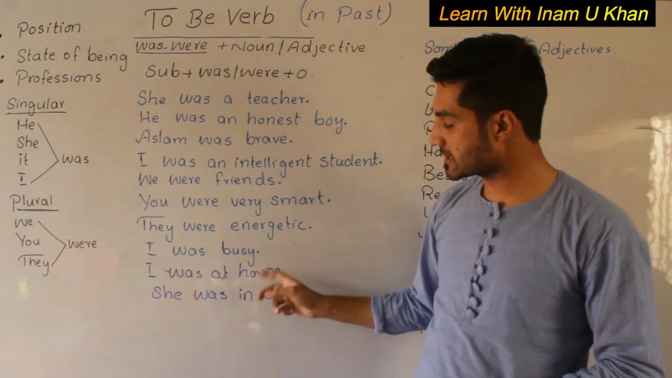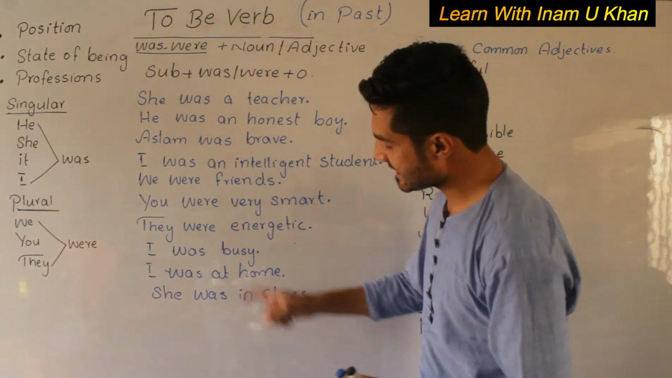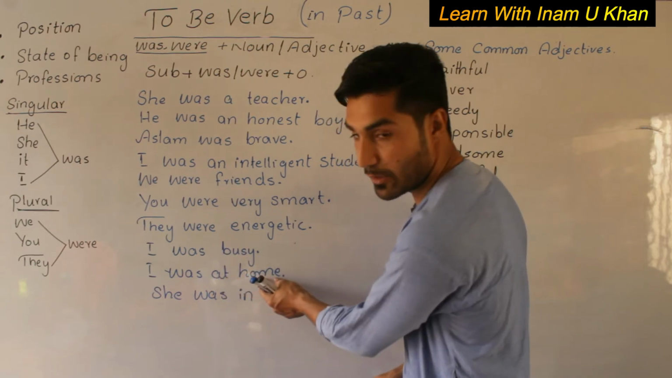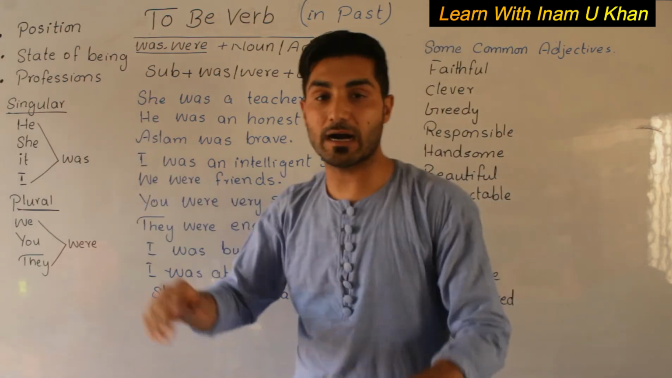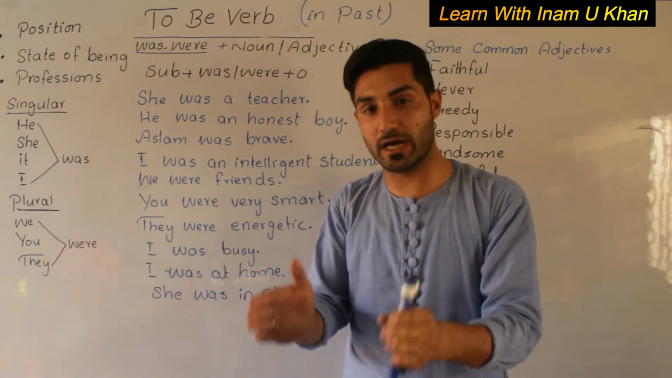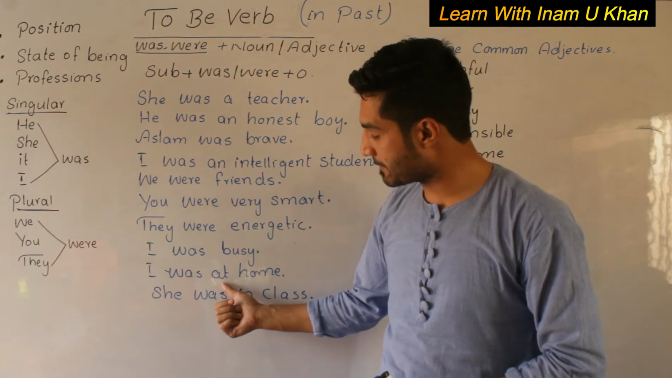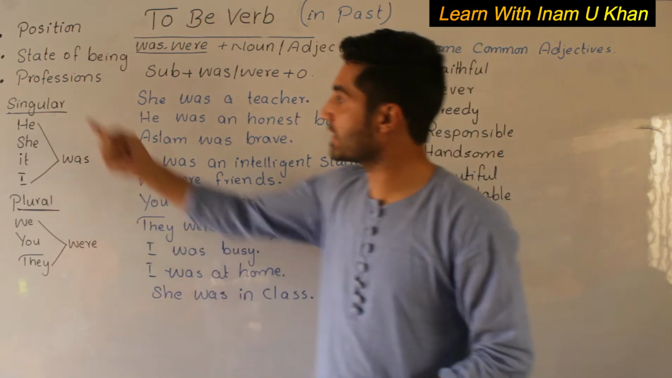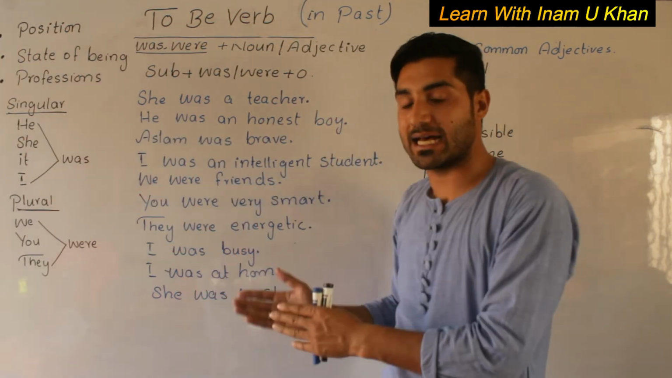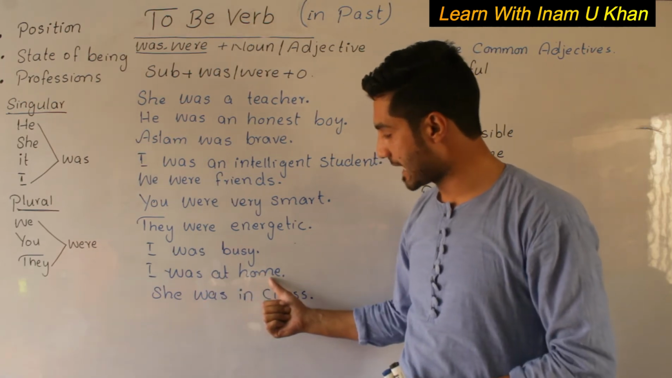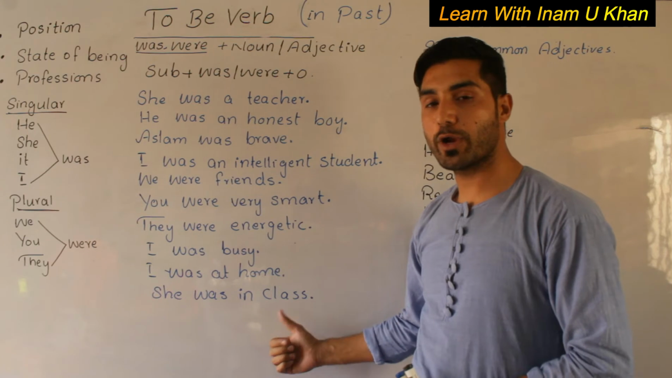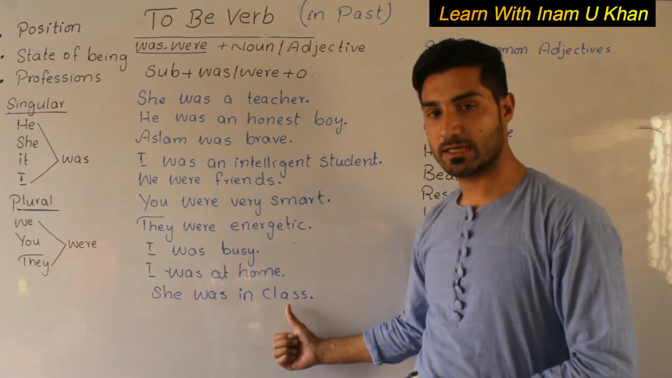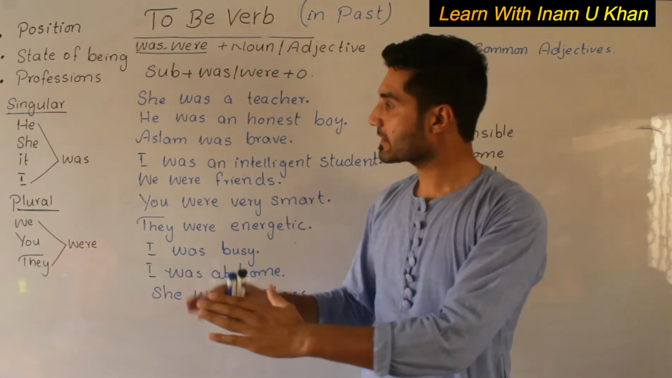I was at home. Now see, in these two sentences, I have used an adjective in the first and a preposition with a noun in the second. Prepositions are words that tell about the position of nouns. So here, before a noun, we have a preposition: I was at home. This is my position. Where was I? I was at home. She was in class. Where was she? We're discussing her position. She was in class. So these are simple sentences with the be verb in past.